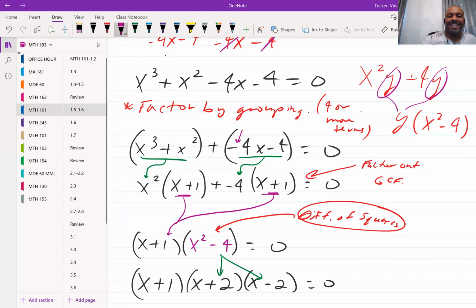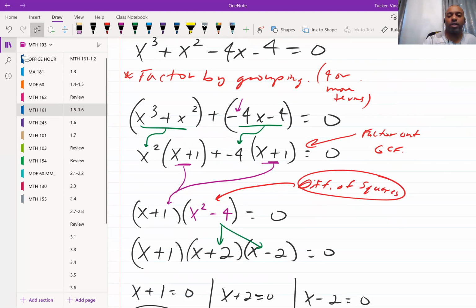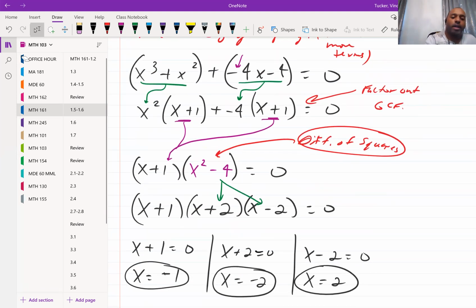And then right here, we have a difference of squares that turns into x plus 2, x minus 2. And now that you factor that completely, set each one of those equal to 0 and solve. X plus 1 equals 0 gives you x equal to negative 1. X plus 2 equal to 0 gives you x equal to negative 2. X minus 2 equal to 0 gives you x equal to 2 as your solutions.